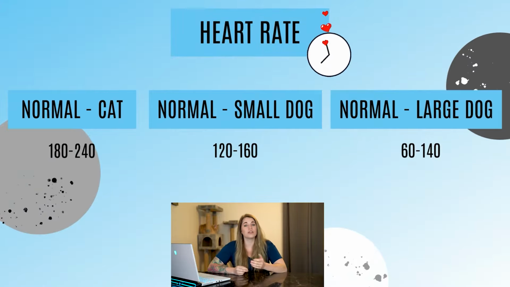Like for temperature, your heart rate reference ranges are going to vary based on the source that you're looking at. But I'm just going to tell you the reference ranges that I typically use for normal in cats, small dogs, and large dogs. In the cat, usually the heart rate will be somewhere between 180 and up to 240 if they're very nervous. Much higher than 240 can be hard to count. For your small dog, they should be somewhere between 120 and 160. For your large dog, they should be somewhere between 60 to 140.